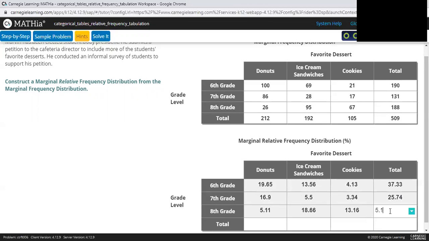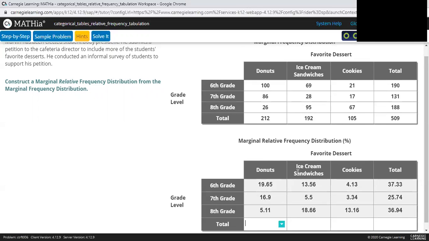And then 5.11 plus 18.66 plus 13.16. And then 36.94% of students were 8th graders. Okay, so again, these totals over here represent the percentage of total students that were surveyed, what grade they were from. So about 37% of the surveys were 6th graders, about 25.7% were 7th graders, and then almost 37% were 8th graders.